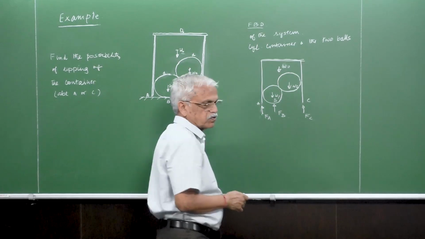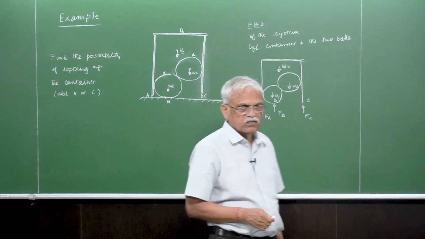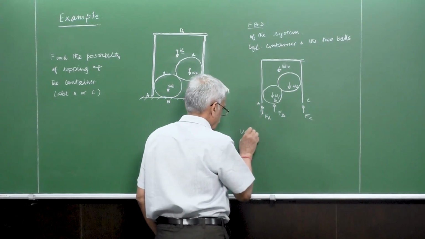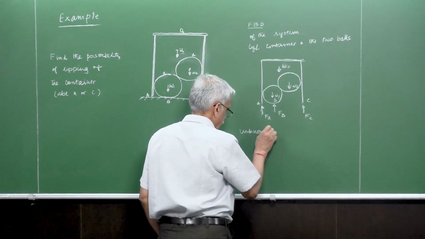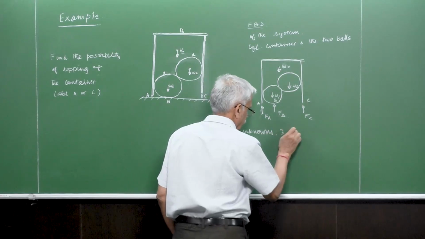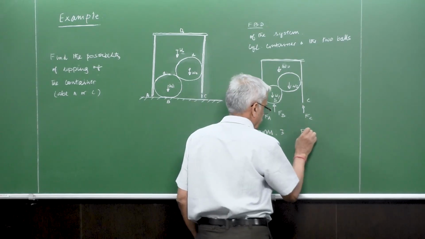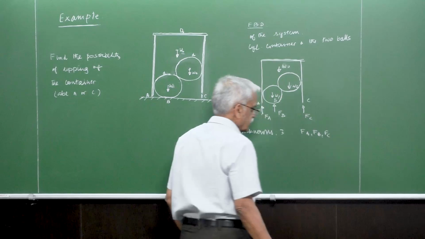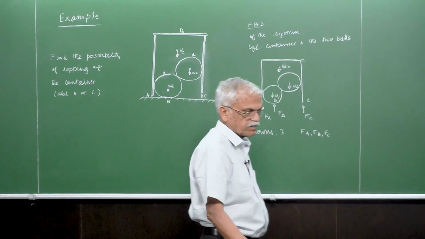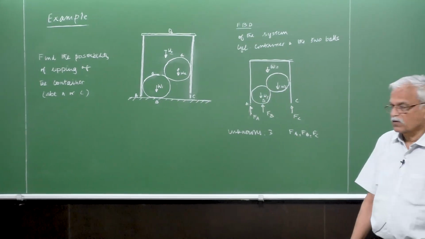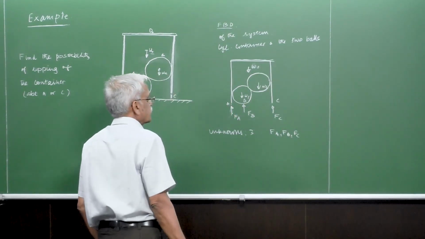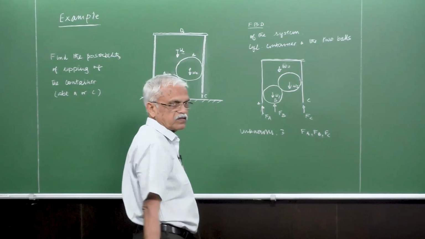And can we solve this one? So the three unknowns are here: FA, FB, FC. These are three forces, and what are the possible equations which we can have here? We can have only two equations.